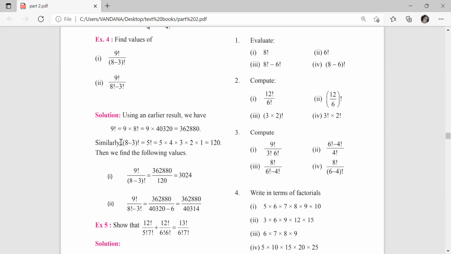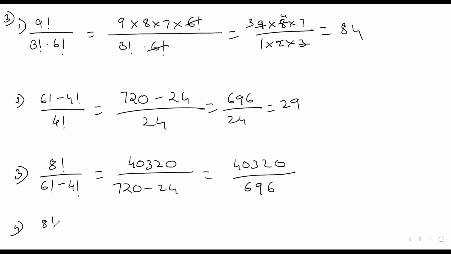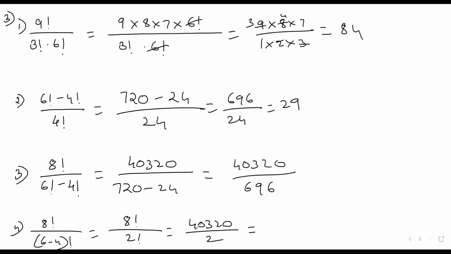And see, this is 8 factorial, 6 minus 4 factorial. The last one. 8 factorial, 6 minus 4 bracket factorial. It is 8 factorial upon 2 factorial. It is 40320 divided by 2. Now this is completely divisible. So it's 20,160.